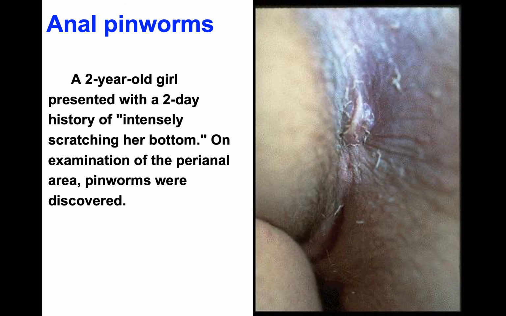And this is a 2-year-old girl presented with a 2-day history of intensely scratching her bottom. On examination of the perianal area, pinworms were discovered.